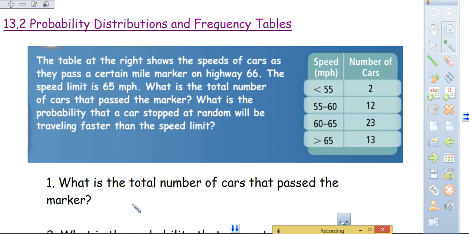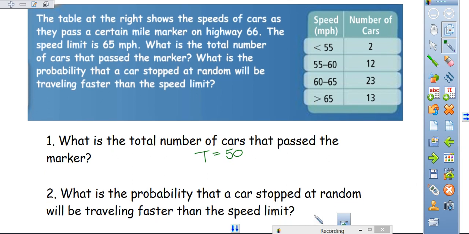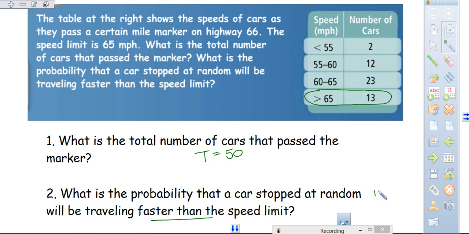So the first question we're answering is, what is the total number of cars that pass the marker? All we're doing is summing everything in this column, and it looks like we get 50. The next question is, what is the probability that a car stopped at random will be traveling faster than the speed limit? Well, the speed limit is 65, so greater than 65 would be faster than the speed limit. So we're looking at 13 out of 50, which is approximately 26%.